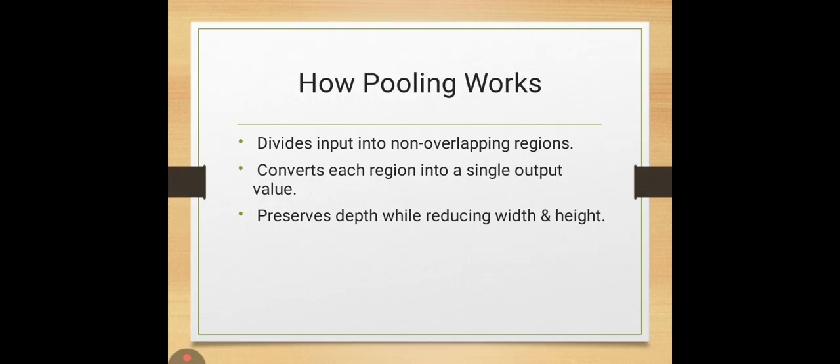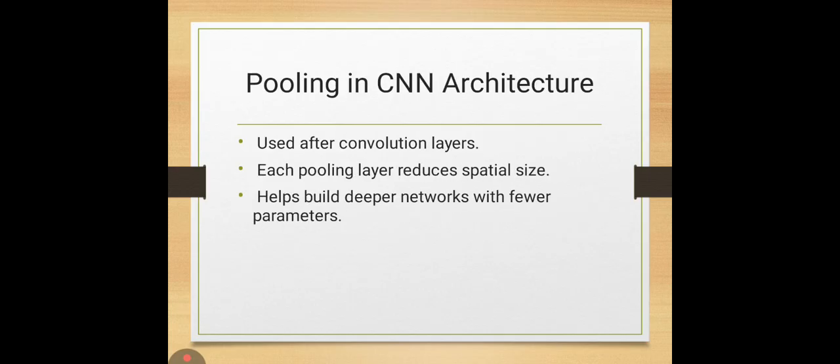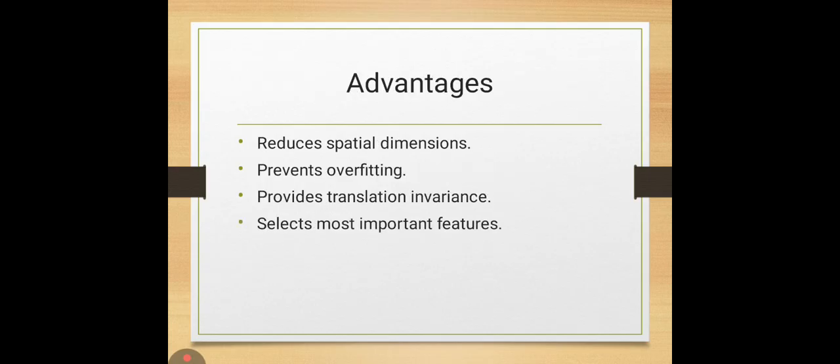Next, about pooling in architecture. In CNN architecture, the pooling layers are placed after the convolutional layer. Each pooling layer reduces the spatial size step by step. This allows the CNN to become a deeper network without increasing the computational complexity.